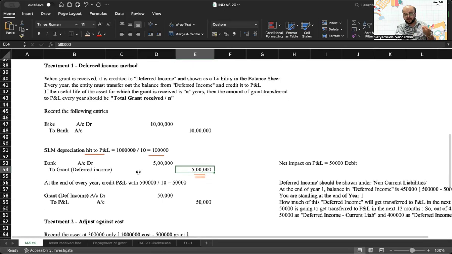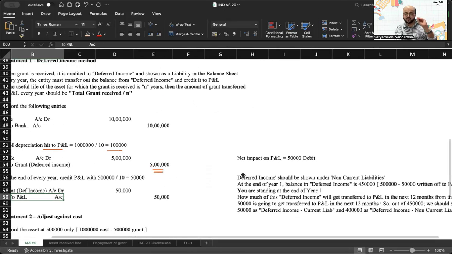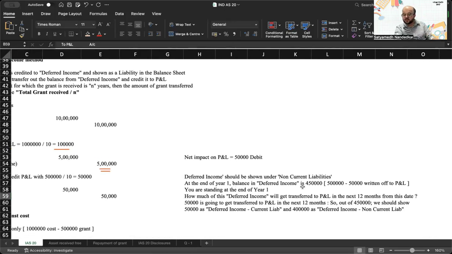So what you do is you debit grant, that is deferred income account, and you credit profit and loss account. So there is a debit of 1 lakh in P&L, there is a credit of 50,000 in P&L. The net impact on P&L is only 50,000 debit. And this deferred income should be shown under non-current liabilities. At the end of year 1, balance in deferred income is 4 lakh 50. How 4 lakh 50? 5 lakh minus 50,000. Now you are standing at the end of year 1. You have transferred the amount from grant, that is deferred income, to profit and loss account. Now, how much of this deferred income will get transferred to P&L in the next 12 months?